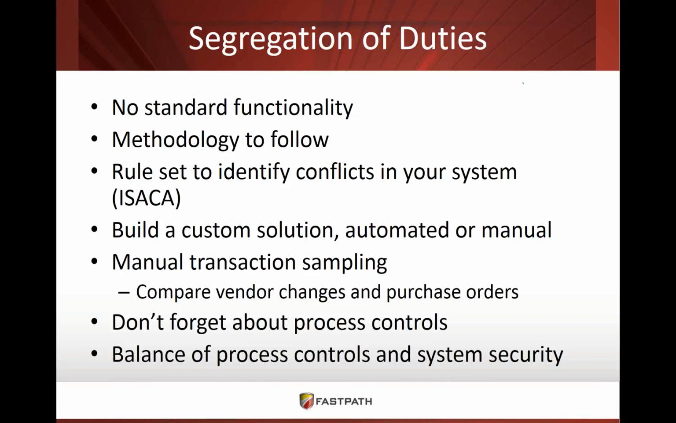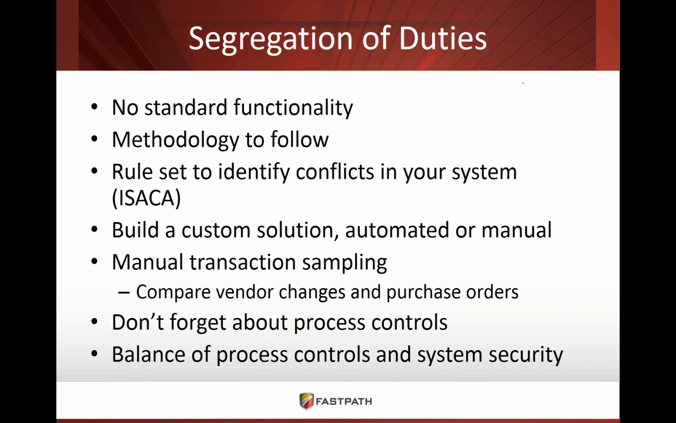You can tell segregation of duties is kind of a bear to achieve. But after that is actually building some solution, whether you're going to build an automated solution or do some manual transaction sampling, building some solution to actually analyze those. So for a manual transaction sampling, our conflict here is maintaining vendors and posting purchase orders. That's a conflict from our rule set, and we're going to do some manual transaction sampling.